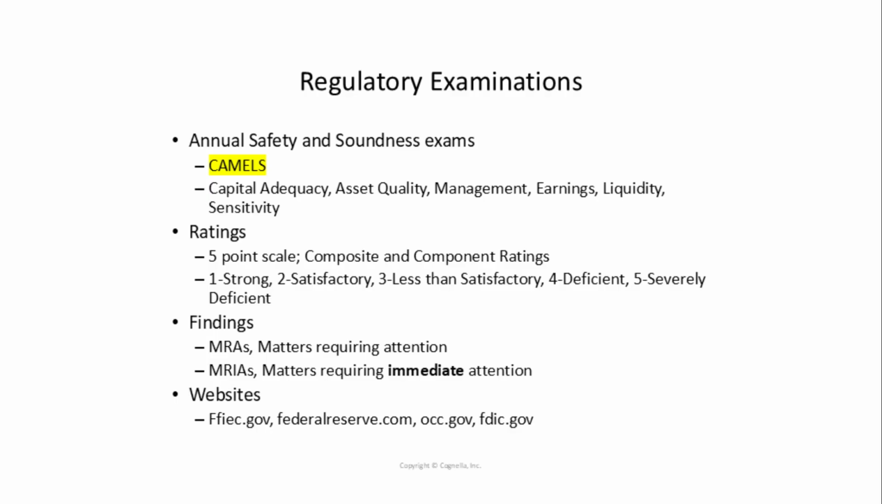Bank examinations are another key tool. Regulators conduct annual safety and soundness exams using the CAMELS rating system: capital adequacy, asset quality, management, earnings, liquidity, and sensitivity to risk. Scores range from 1, which is strong, to 5, or severely deficient. Examiners issue findings called MRAs, or matters requiring attention, and MRIAs, matters requiring immediate attention. These help keep the banks accountable.